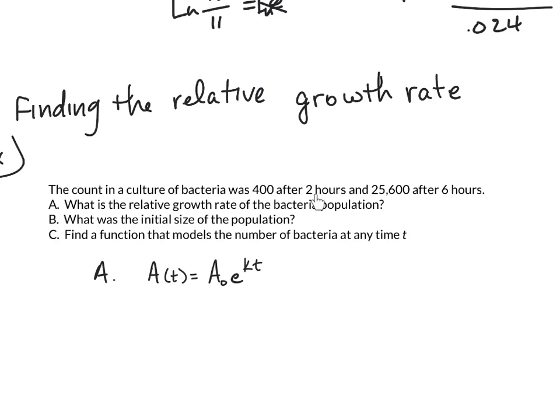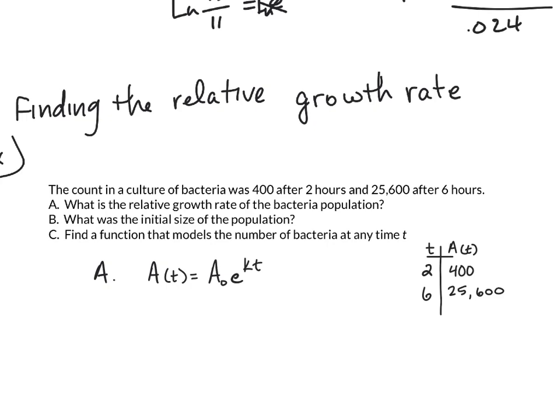But what we do have are 2 pieces of data. If we wanted to look at this in terms of an input and an output, if we have t and A of t, which is kind of like x and y, after 2 hours, there's 400 bacteria. After 6 hours, there's 25,600. We can use these data points to help us find the value of k. And here's a way you can do that.